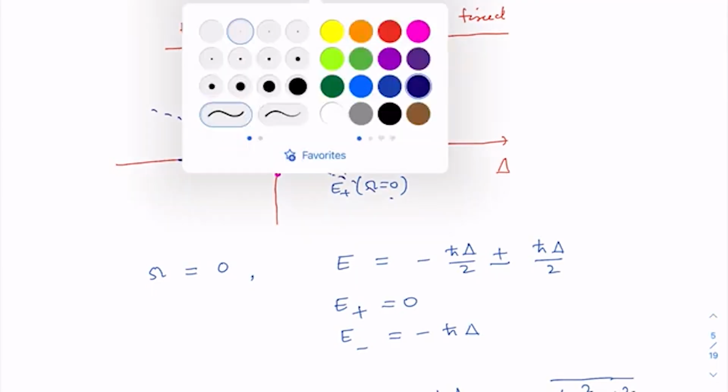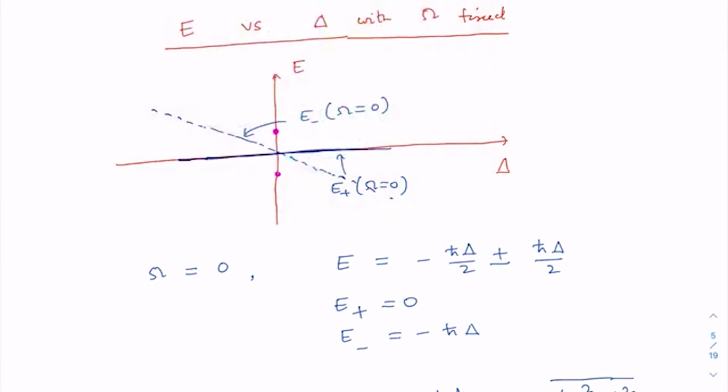Okay, so I will have a plot of this type, and this is E plus when omega is not equal to 0, and this one is E minus when omega is not equal to 0. That means when the coupling is there. So you see, there is a clear indication of avoided crossing.